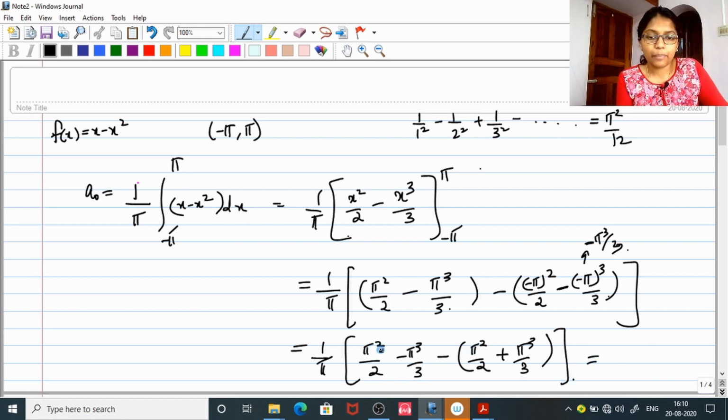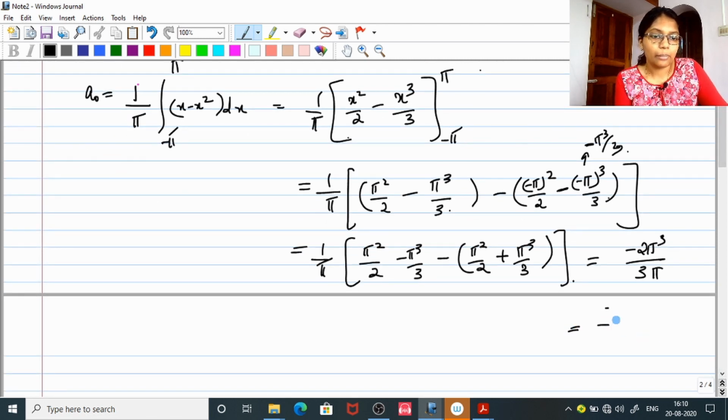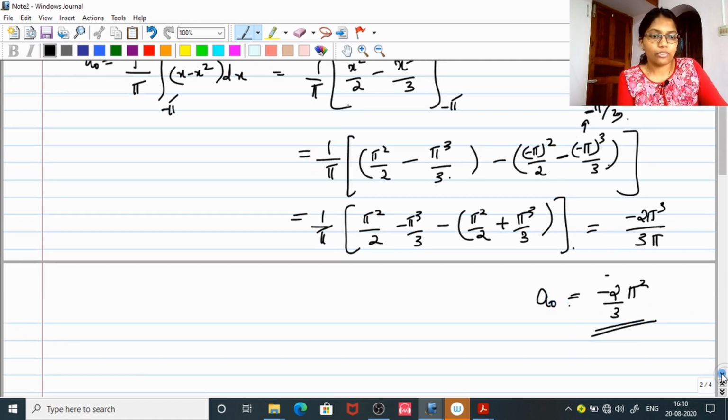Now you can see pi square by 2 minus pi square by 2 cancels off, and minus pi cube by 3 minus pi cube by 3 is minus 2 pi cube divided by 3, with a pi in the denominator outside. Okay, so the value is minus 2 by 3 pi square. This is your a0 value.